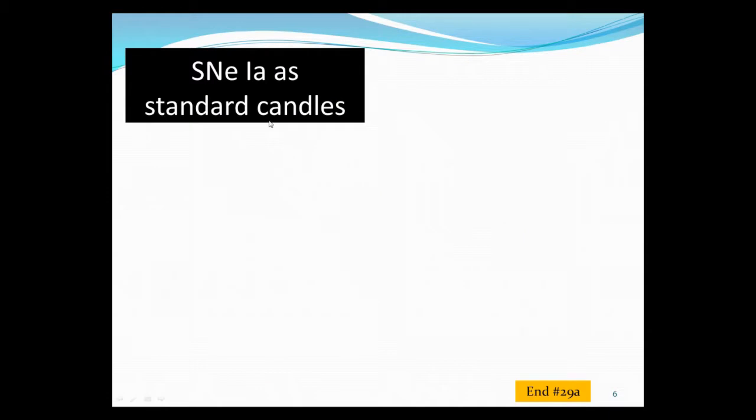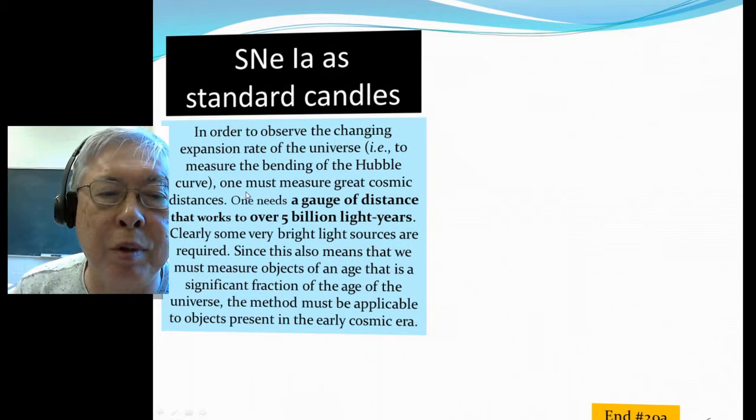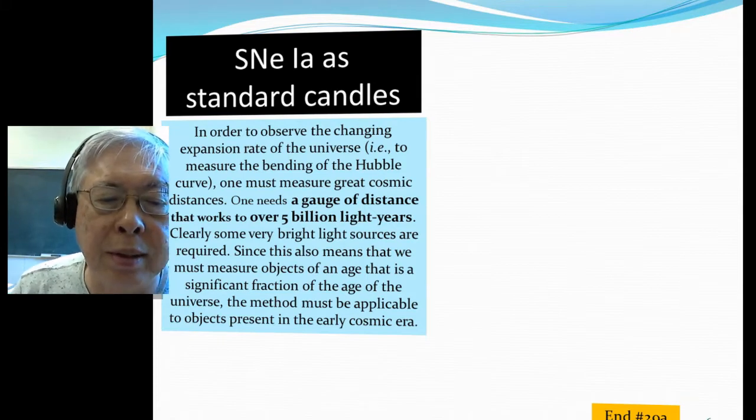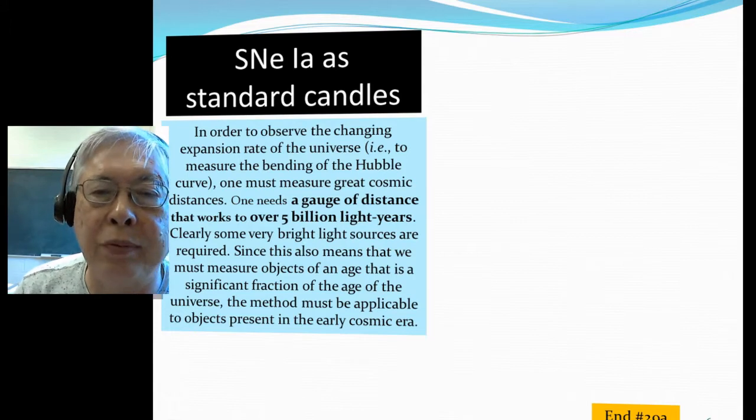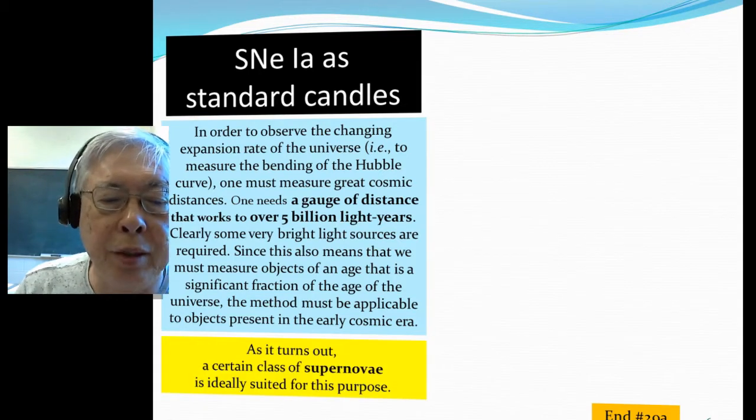So we're going to talk about supernova 1A as a standard candle. In order to observe the changing expansion rate of the universe, that is, to measure the bending of the Hubble curve, one must measure great cosmic distances. So one needs a gauge of distance that works to over 5 billion light years. Clearly, some very bright light sources are needed. Since this also means that we must measure objects of an age that is a significant fraction of the age of the universe, the method must also be applicable to objects present in the early universe. It turns out a certain class of supernova is ideally suited for this purpose.